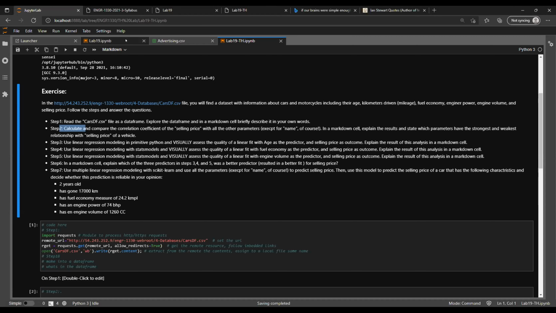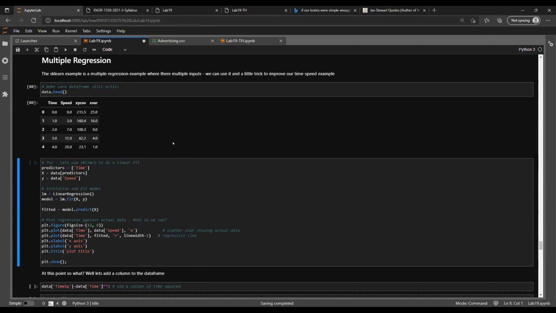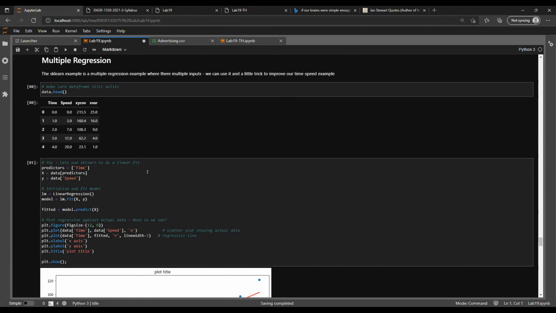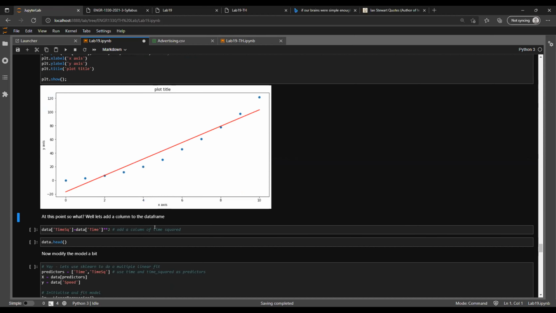Okay, let's look at our example for multiple regression. I'm just going to go through this pretty quick because we've only got a couple minutes. So the sklearn example is a multiple regression example where there's multiple input. We can use it in a little trick to improve our time speed example. So the thing we did first. All right. So we're going to do what we had before, but remember I said there's like a space pod ejection example. Let's see if we can make a better fit.